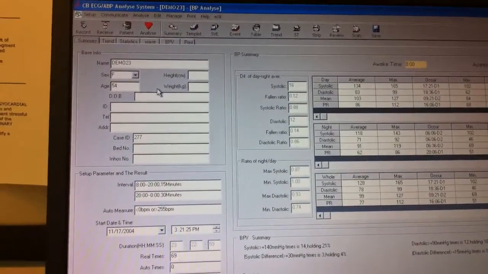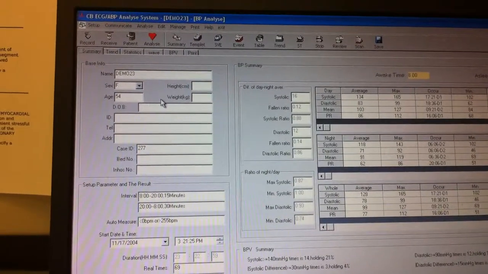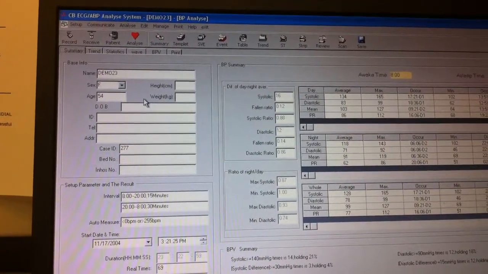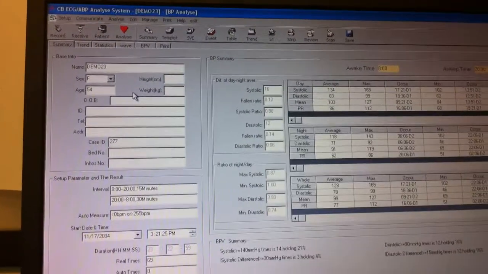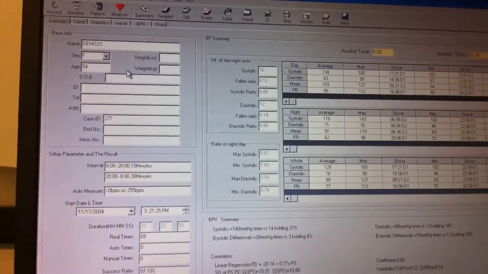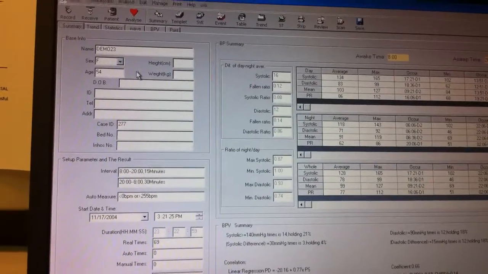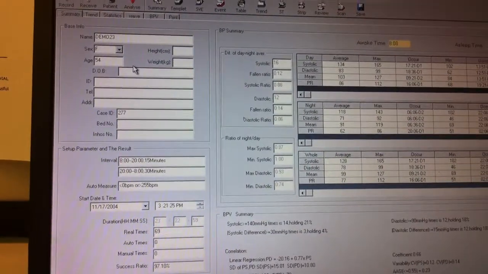There's 6 tabs to work with. Up top on the left: summary, trend, statistics, wave, blood pressure value, and prints. And this main page is really a summary where you can see and update patient's information as needed.